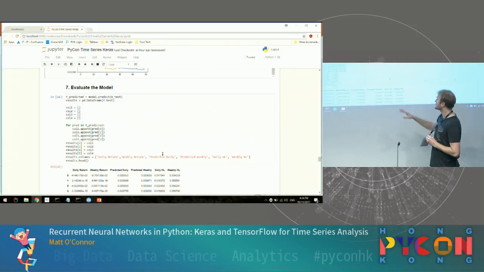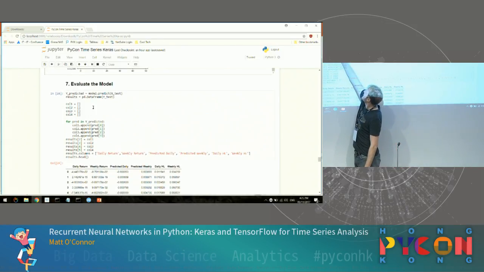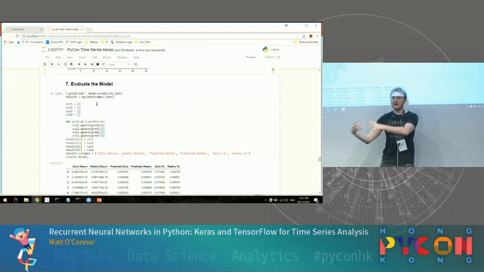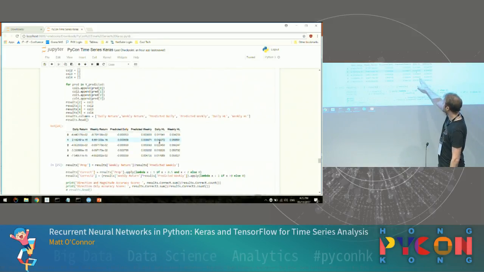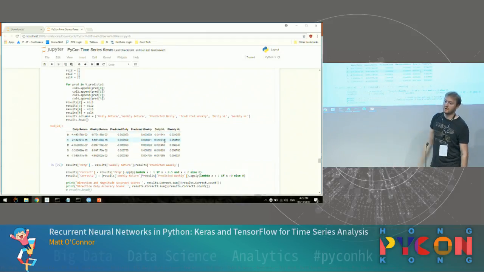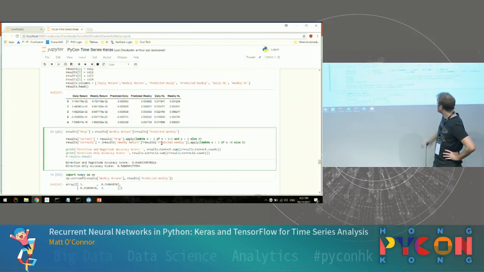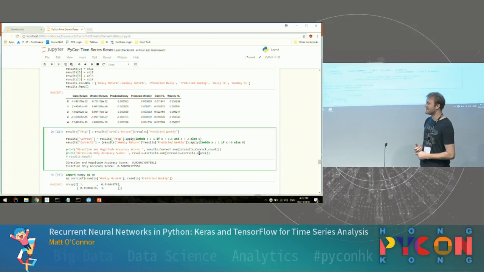The first thing we did was create the predictions: model.predict on x_test. Now that the model is trained, we can use it to generate predictions for all the testing data. Then we created a pandas data frame which has our realized daily and weekly returns and our predicted daily and weekly returns, so actuals versus predictions. We are then trying to quantify some basic things about how accurate this was. There's no real right or wrong answer about how to do this, but we did quite a few.